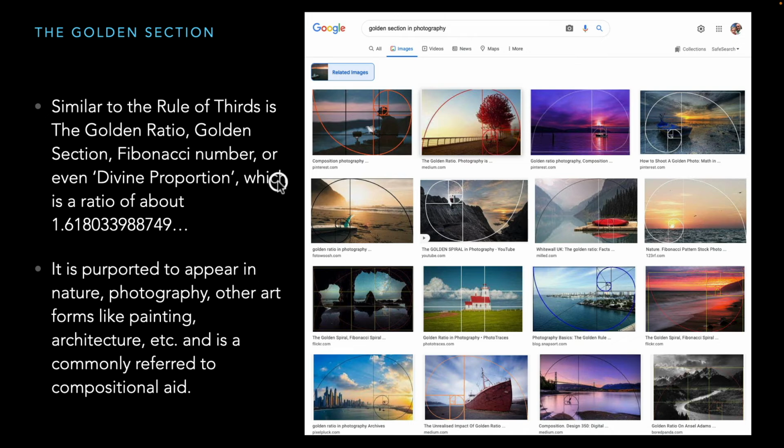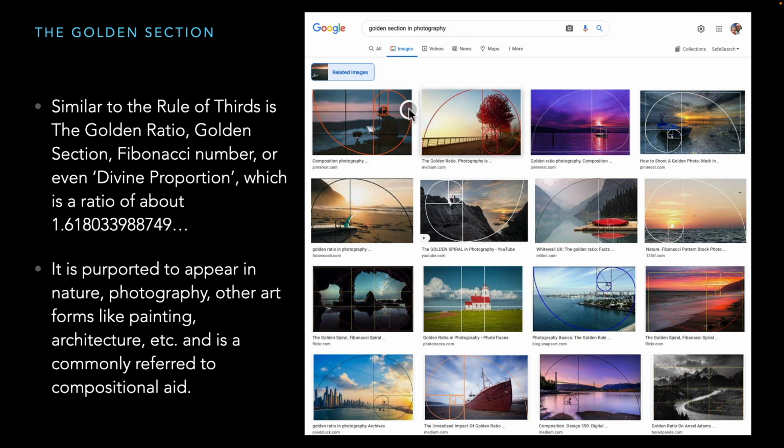So this is a ratio of about 1.618 something to 1. And it's close to 1/3 or 2/3, if you want to think of it that way. That's a number that supposedly appears in nature a lot. It appears in art a lot. It appears in painting and architecture, the Parthenon, lots of classical painting, works by Da Vinci, photography everywhere.